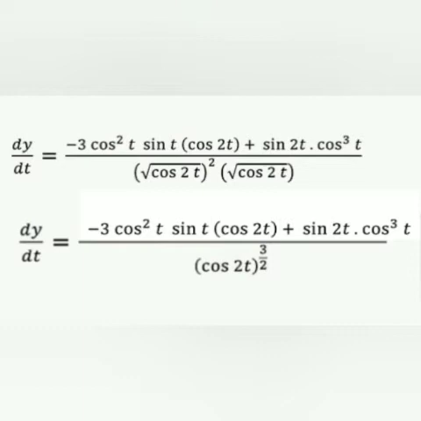Now replace the square root sign by 1 by 2. We get in the denominator cos 2t raised to the power 3 by 2. There is no change in the numerator. Thus we have completed differentiation of y with respect to t.